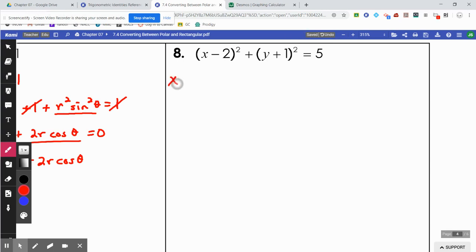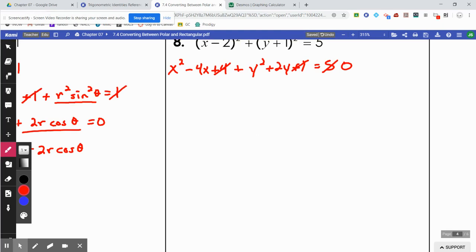So step number 1, we do have to square each of these binomials out. So x squared minus 4x plus 4 plus y squared plus 2y plus 1 is equal to 5. And oddly enough, when you do that, this plus 4 and plus 1, when you move it to the other side, cancels with this 5 and it's equal to 0. So they made this nice and neat for you now. And you can erase those if you would like to, just to make it look better. So there's your equation now.